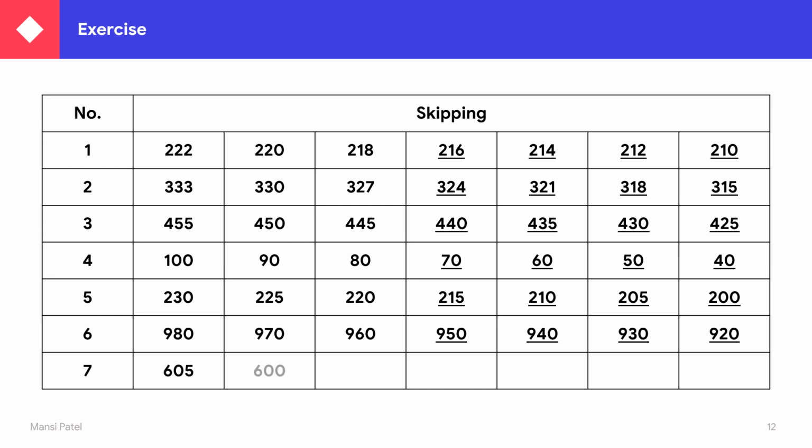Number 7: 605, 600. After 600, 595. Again we have to subtract 5 from 595: 590, then 585, then 580 and then 575.